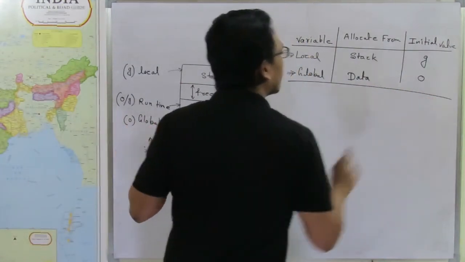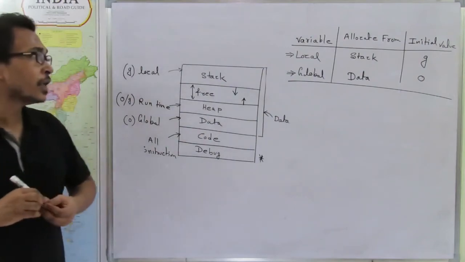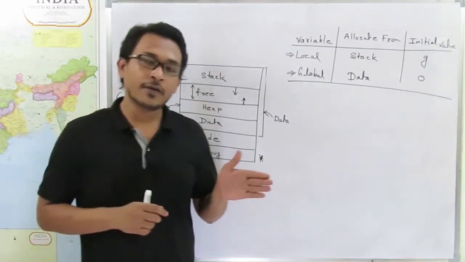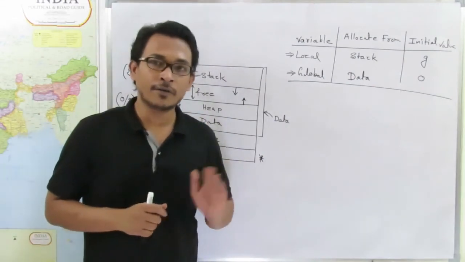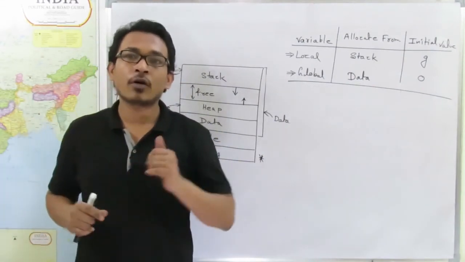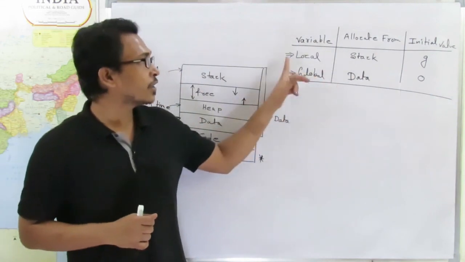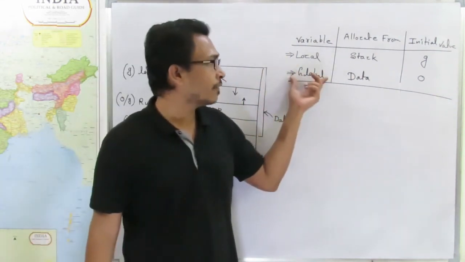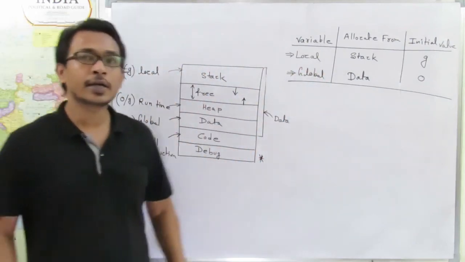Clear? So this is where memory will be allocated for a local variable and for a global variable, and what the initial value will be in the case of a local variable and in the case of a global variable. All these things we already learned.